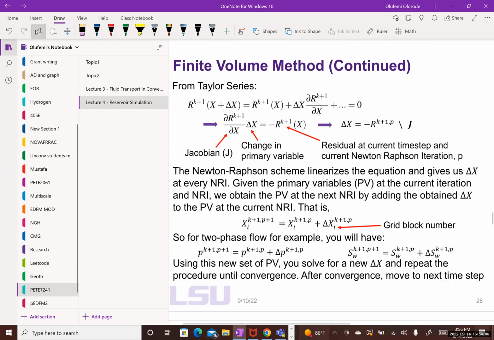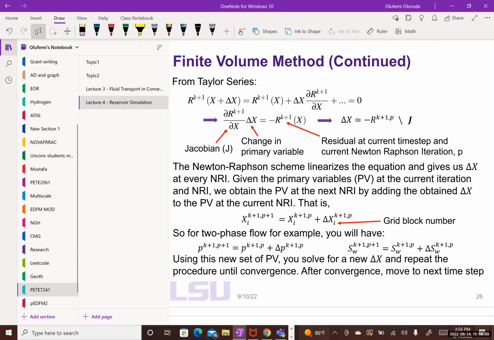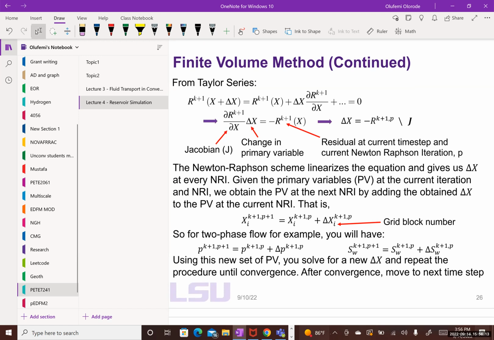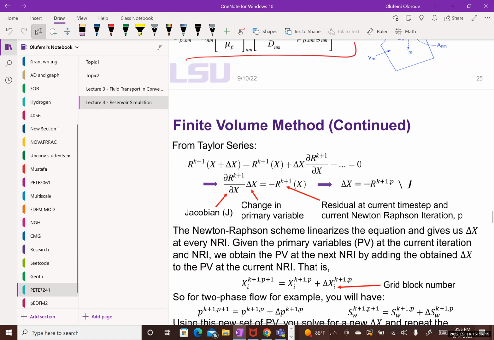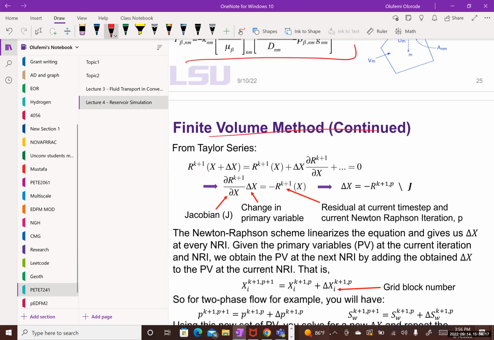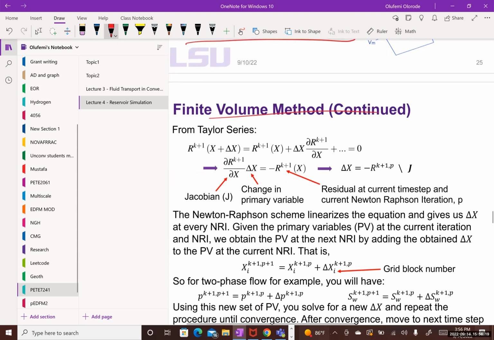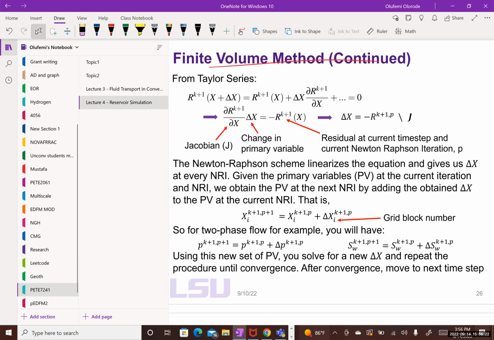Good. So this is the finite volume method, but there's nothing really finite volume about this. This is actually focusing on how we get the Jacobian. So it's Taylor series, right? Whatever I'm going to talk about here works, whether it's finite volume, finite element, or finite difference.